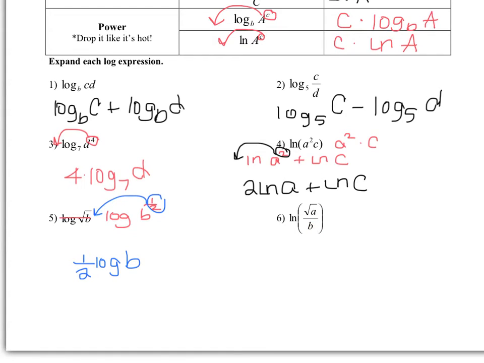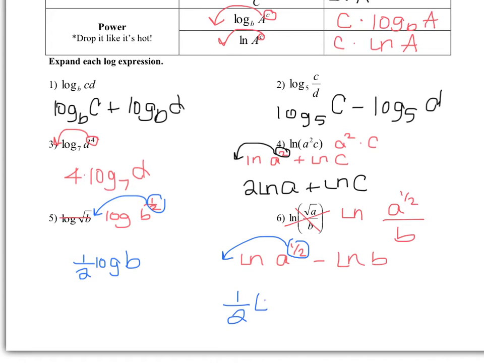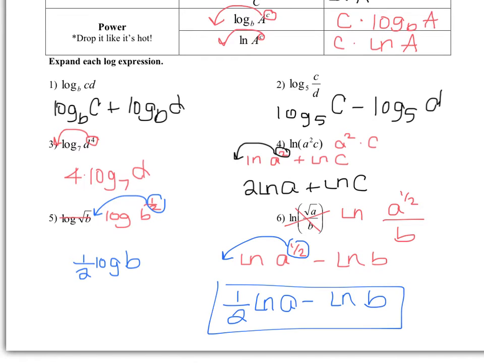Okay, example number 6, I've got two parts. I've got a division, but then I also have a power up here. So really, this is the same thing as saying ln of a to the 1/2 over b. So I'm going to divide. So first I want to do a subtraction problem. So I've got ln of a to the 1/2 minus ln of b. We're taking these two things and dividing, so I need to subtract. And then I said, okay, I've got a power, drop it like it's hot, 1/2 ln of a minus ln of b. This would be your final answer, just as this one up here was your final answer.